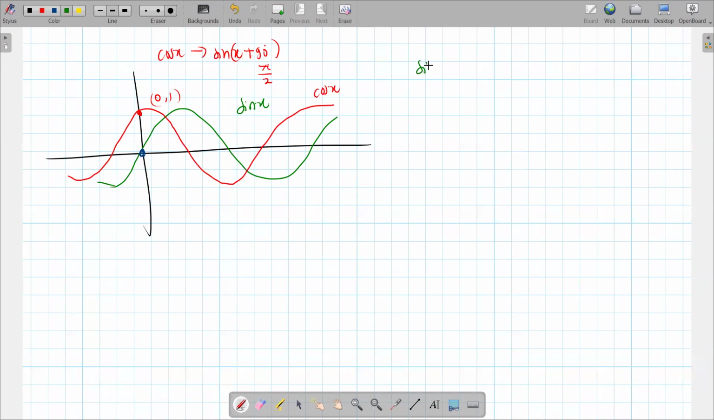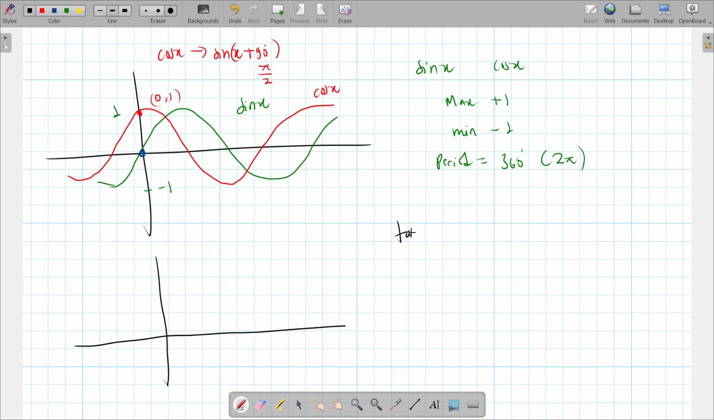Both sine and cosine have a max of positive 1. So the maximum value is 1, and the minimum value is negative 1. Their period is going to be 360 degrees, which in radians is 2 pi radians. So these are very similar. Tan, on the other hand, is weird.